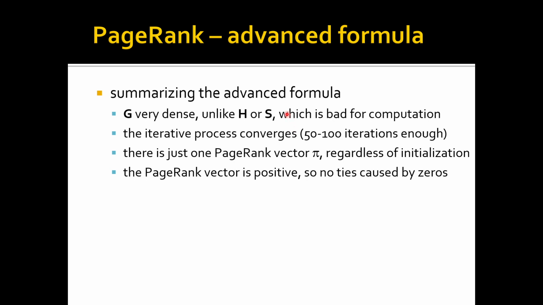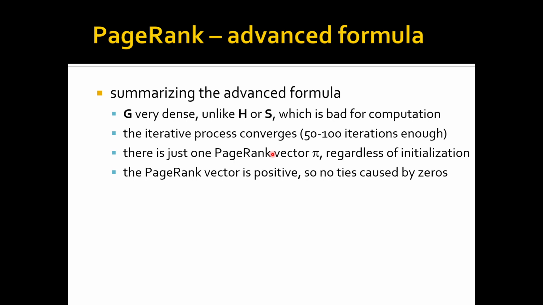Next, the iterative process converges, and it's empirically confirmed that it is enough to have 50 to 100 iterations of the process to get enough precision of the page ranks. So it converges. And the good thing is that there is really just one PageRank vector pi, and it doesn't depend on the initialization vector pi in the 0 iteration. So we can do any initialization, and we get just one PageRank vector.